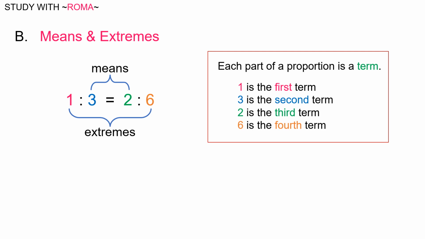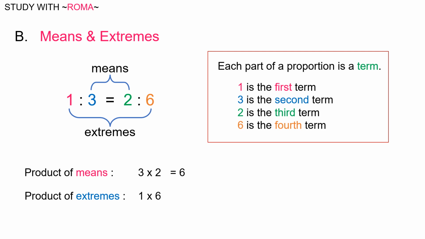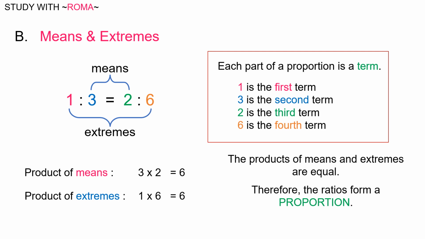If the product of means and extremes are equal, then the ratios form a proportion. In this example, the product of means, which is 3 times 2, equals 6, and the product of extremes, which is 1 times 6, is also 6, then the ratios 1:3 and 2:6 form a proportion. Let's have more examples.